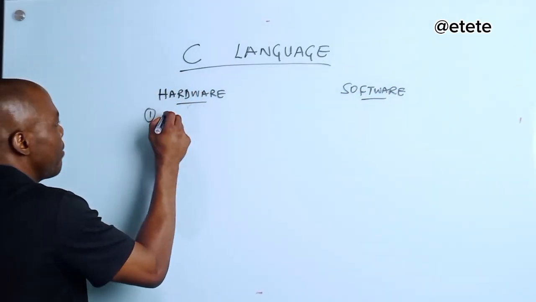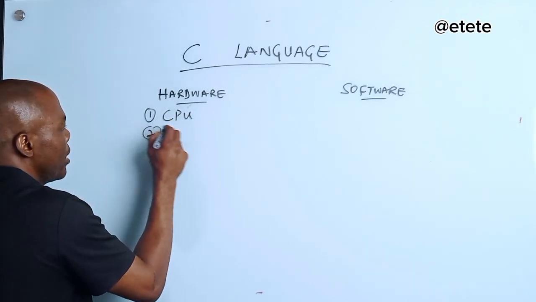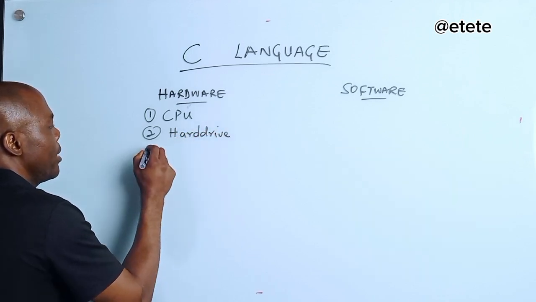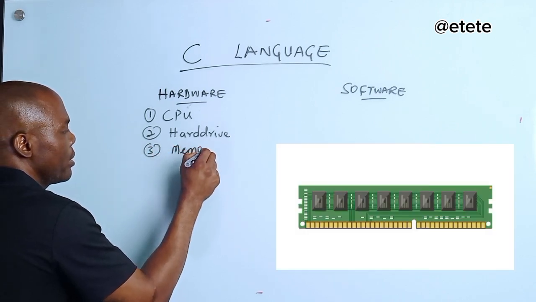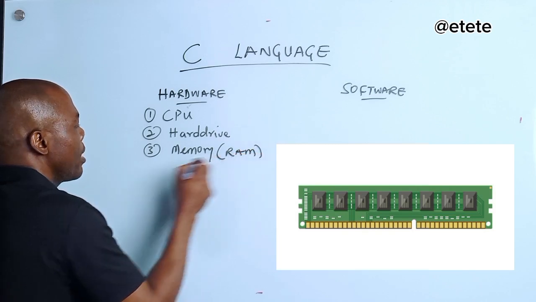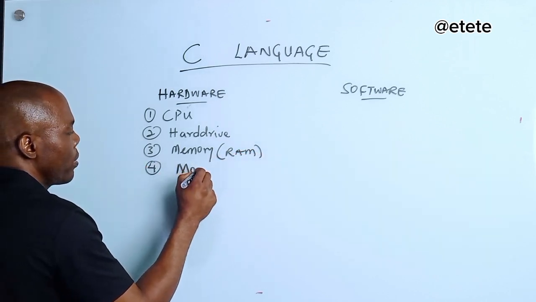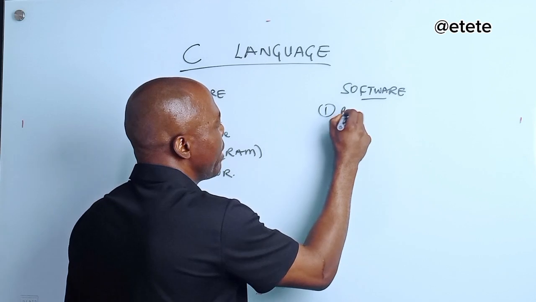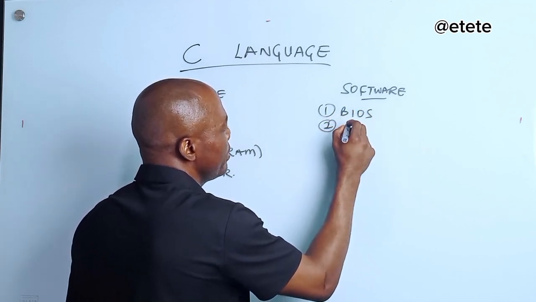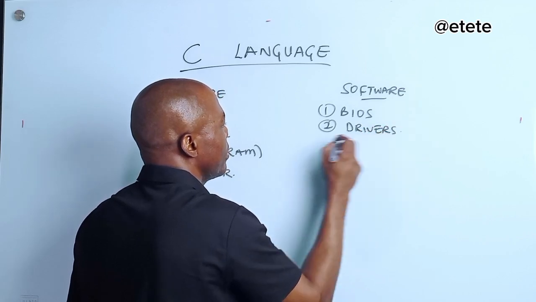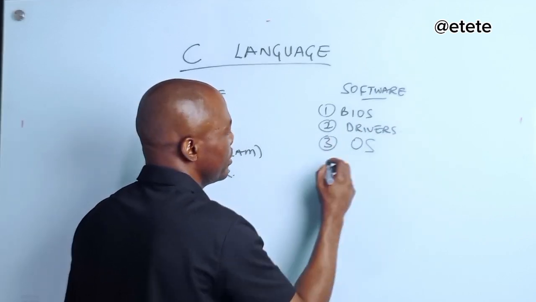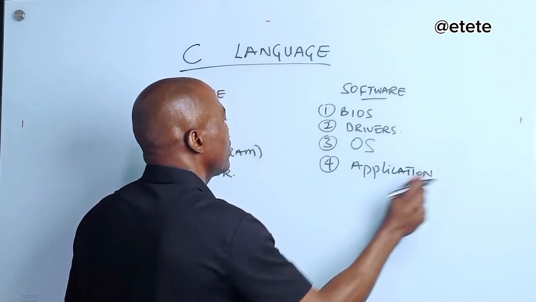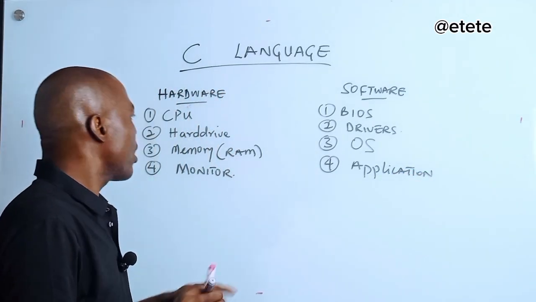All right. So this one, we have the CPU, which is the central processing unit. Then we have the hard drive, right? Then we have the memory, which is the RAM. And then here I'm also going to include the monitor. On this side, we have one, the BIOS. Two, we have the drivers. Three, we have the OS, which is the operating system. And then four, we have the applications. Don't mind the uppercase and lowercase. All right, so this is what we have.